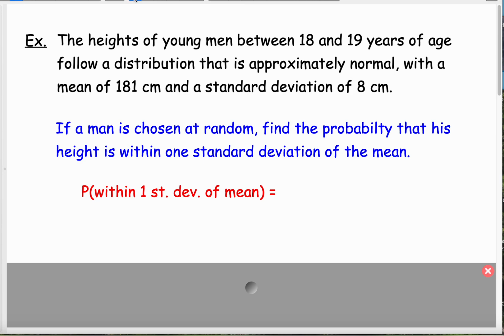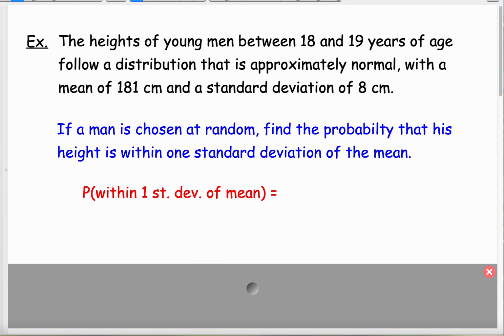So what we're going to do is write the integral for one standard deviation. Since the standard deviation is 8 and the mean is 181, if I subtract 8 from that, I get 173, so that's my lower bound. If I add 8 to the mean, I get 189. So I'm going to do the integral from 173 to 189 of that normal distribution function. And I'm not going to be able to do that by hand, or it would take a very long time.